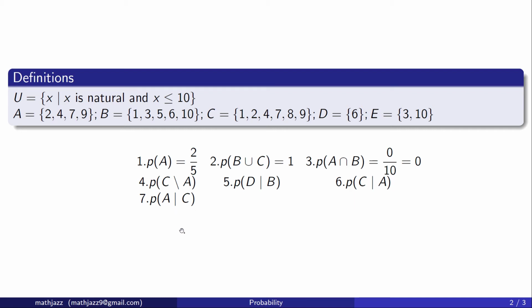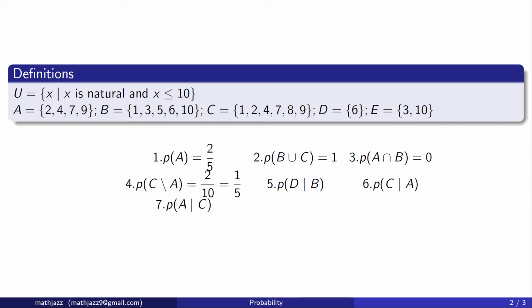Now we want the probability of C minus A. So that's the probability of, let's say, we're trying to pull an element out of our universe, and we want it to be in C, but not in A. So the number of elements that are in C minus A is 2. The element 1 and the element 8 are in C, but not in A. All of the other elements of C are in A. And the number of elements in the universe is 10, so 2/10 or 1/5 is the probability of C minus A.